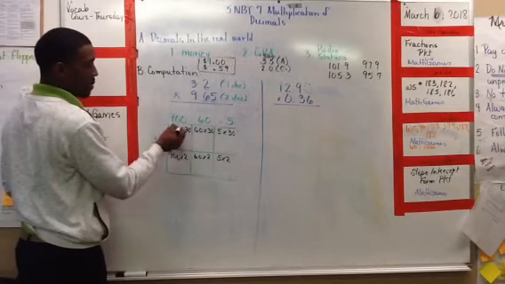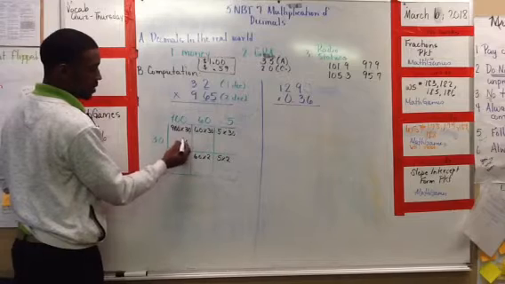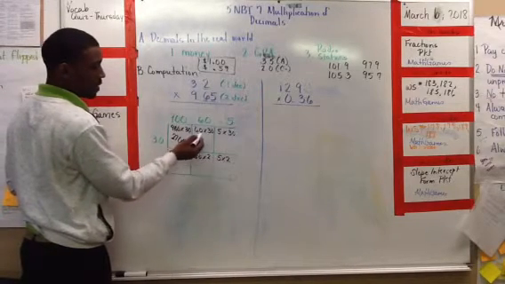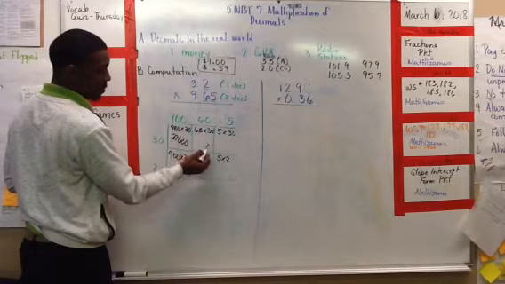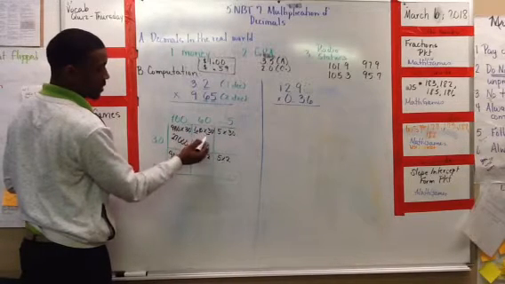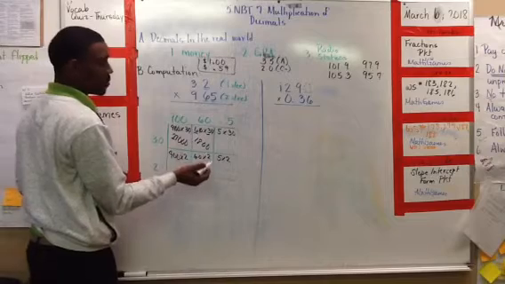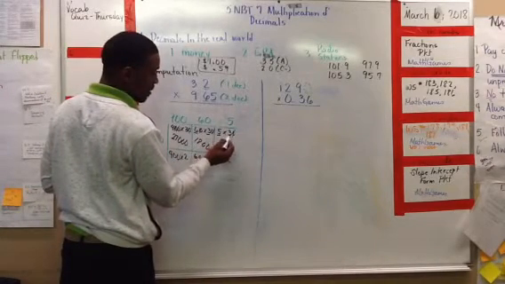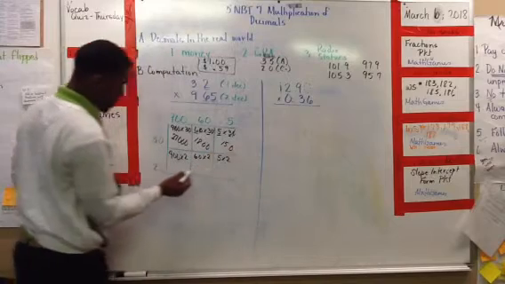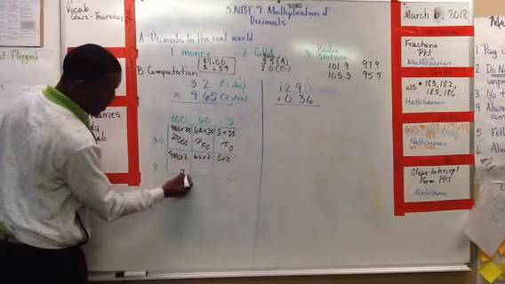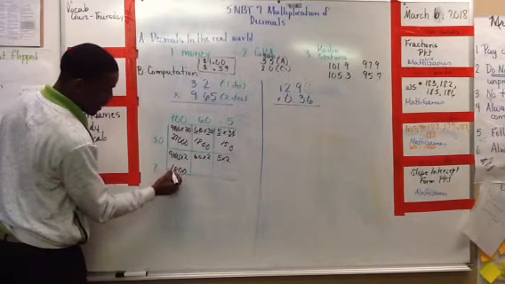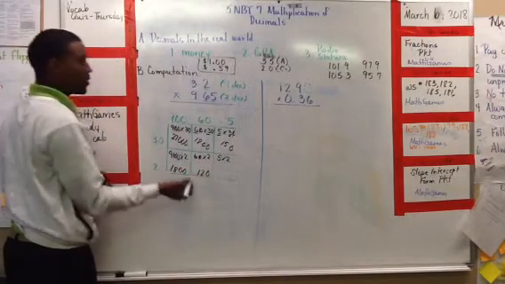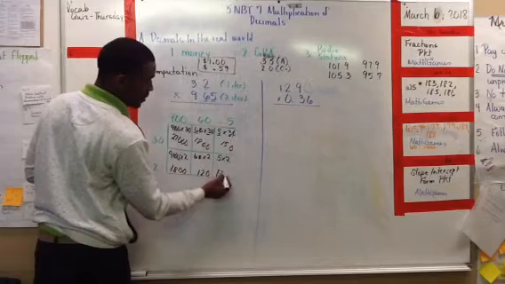My problem has 3 zeros. So my answer will have 3 zeros, and 9 times 3 is 27. My problem has 2 zeros, so my answer will have 2 zeros. And 6 times 3 is 18. My problem has 1 zero, and 5 times 3 is 15. My problem has 2 zeros, and 9 times 2 is 18. My problem has 1 zero, and 6 times 2 is 12, and 5 times 2 is 10.